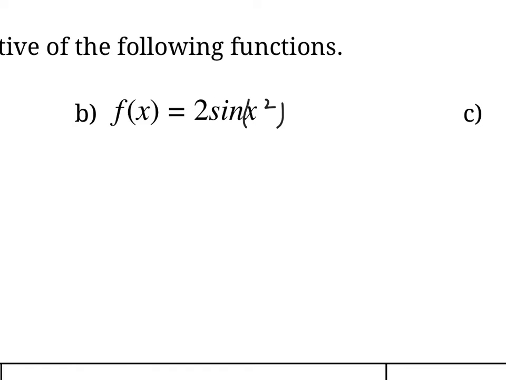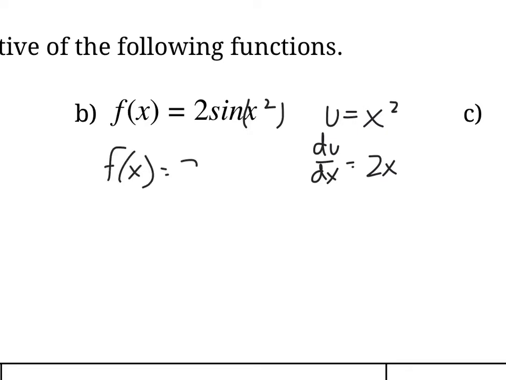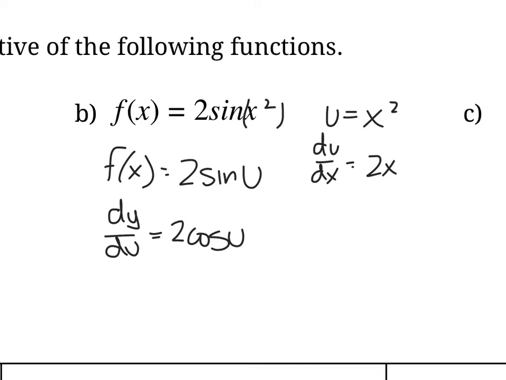So recall how, if we wanted to use the chain rule here, we can call u equal to x squared, and then du by dx is just 2x. And then this would look like 2 sine u, right? We can take the derivative of that because it only has one variable in it, and the derivative of this, I'm going to call this dy by du, is equal to 2 cos u, the same as the previous question. So to find the derivative of the whole thing, dy by dx, we have to multiply dy by du by du by dx.